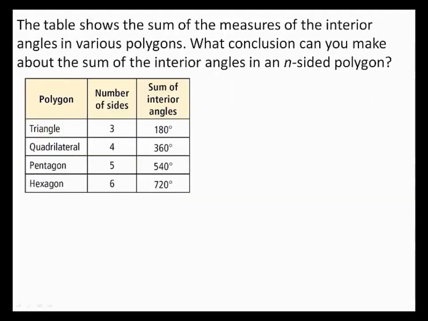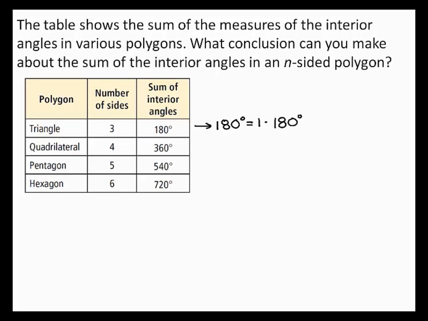The table shows the sum of the measures of the interior angles in various polygons. What conclusion can you make about the sum of the interior angles in an n-sided polygon? To make a conclusion about the sum of the interior angles in an n-sided polygon, first notice that the sums of the interior angles in the various polygons are all multiples of 180 degrees.